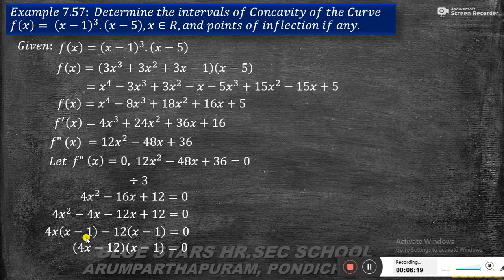In the next step, you see here inside the bracket x minus 1, x minus 1 is a common factor, so I take it outside: x minus 1 into 4x minus 12. Therefore 4x minus 12 into x minus 1 equal to 0. This is your term.